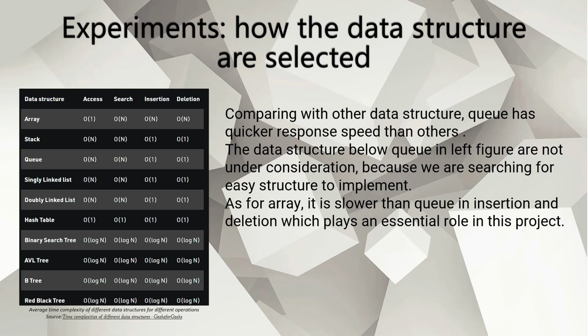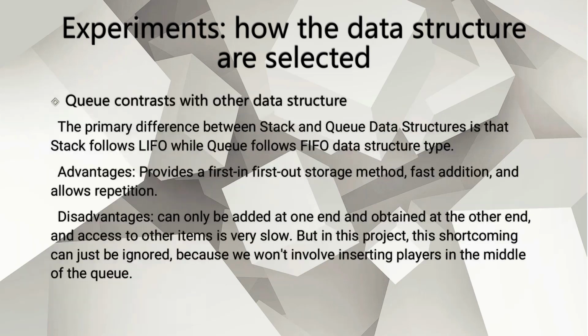Comparing with other data structures, the queue has a quicker response speed than the others. The data structures below the queue in the left figure are not under consideration because we are searching for an easy structure to implement. As for the array, it is slower than the queue in insertion and deletion, which plays an essential role in this project. So we could only choose our data structure between the queue and the stack.